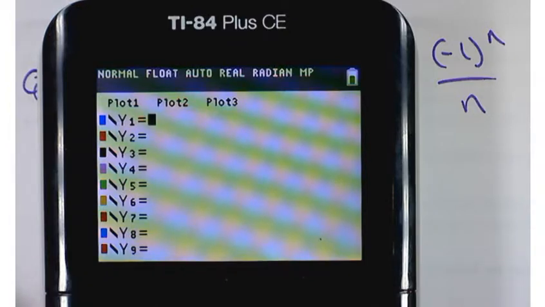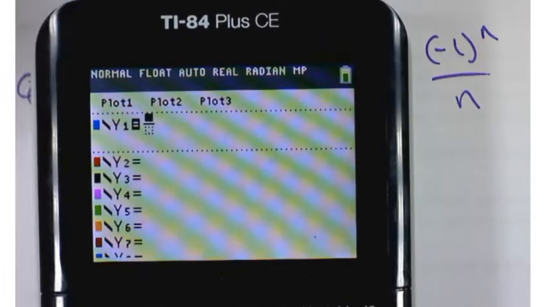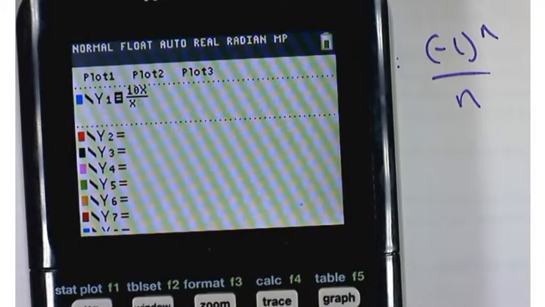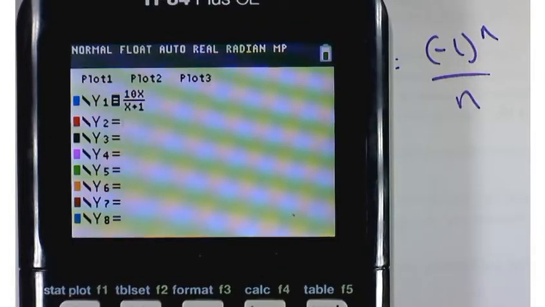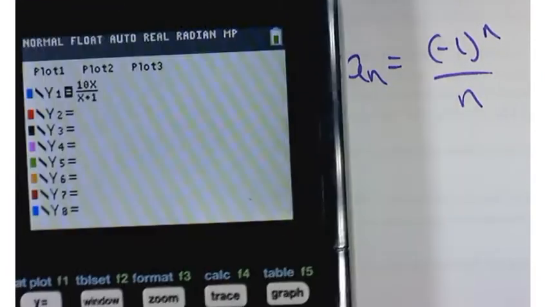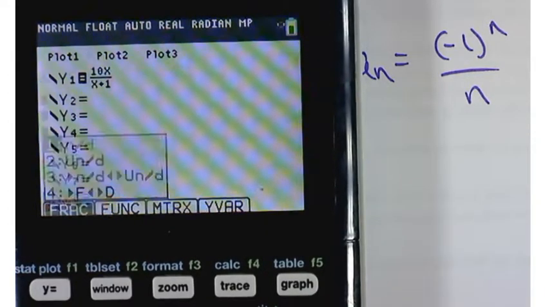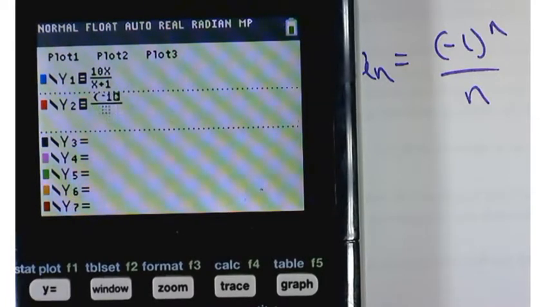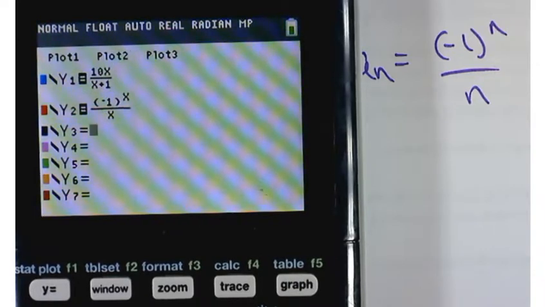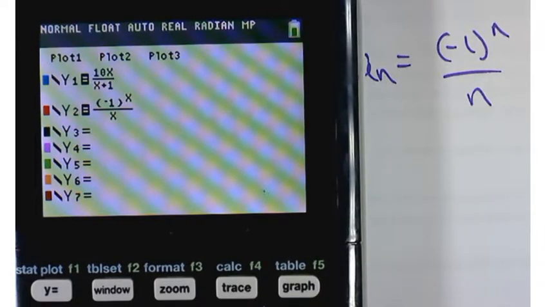So the functions, let's see, alpha, and then the y equals key. It was 10x divided by x plus 1. And then the other one was negative 1 to the n divided by n. So again, I'm going to enter that as a fraction. Negative 1 in parentheses raised this time to the x, divided by x. So those are my two expressions. Let's do a table and take a look at what I get.